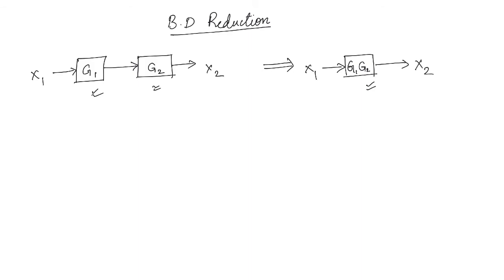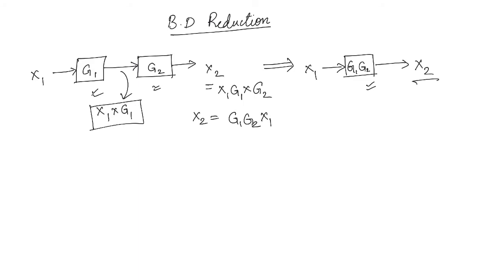So you can even verify this. For example, what will be the output here? It will be the input x1 into the transfer function of the block, which is g1. And after g2 you have x2. So the output of the g2 block, which is x2, will be equal to the input x1 into g1, into the transfer function of the block, which is g2. So you will have x2 is equal to g1 g2 into x1. For this block diagram, you can see that the output x2 is equal to the input to the block, which is x1, into the transfer function of the block, which is g1 g2. So both these are the same.